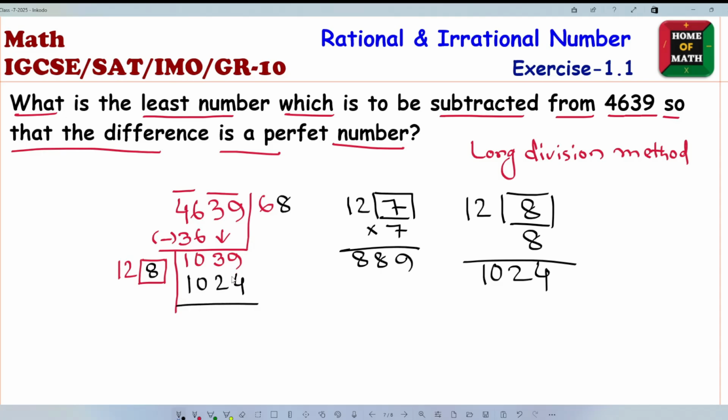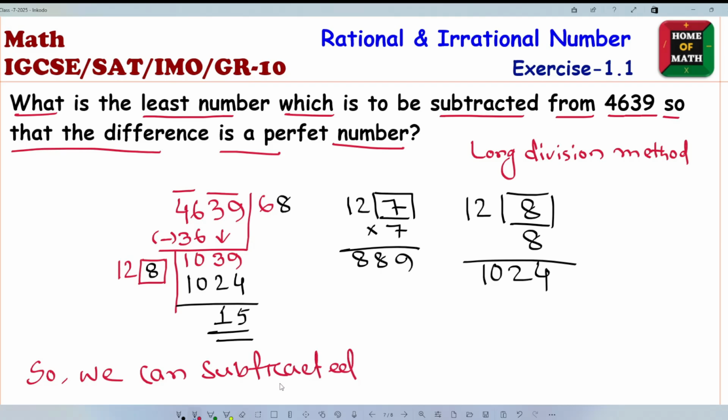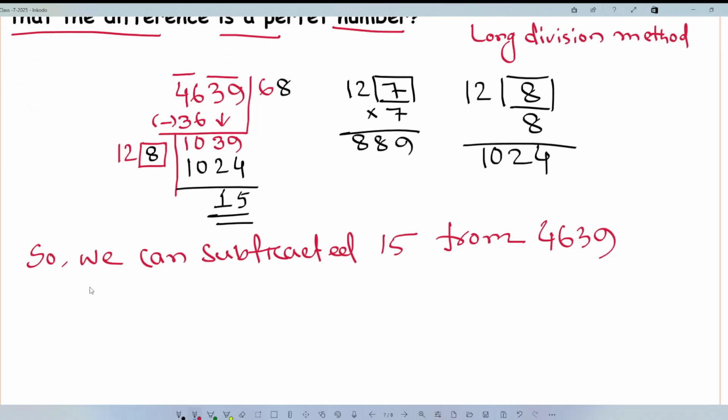1024. Now we subtract. 9 minus 4 is 5, 3 minus 2 is 1. Look, this is the remainder, and the question is asking what is the least number which is to be subtracted from 4639 so that the difference is a perfect square. So we can subtract 15 from 4639.